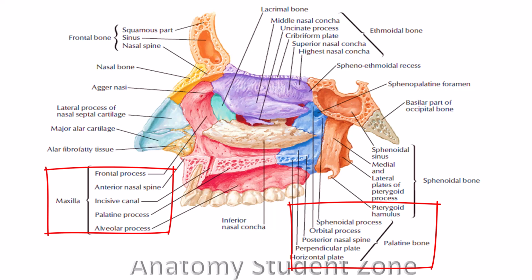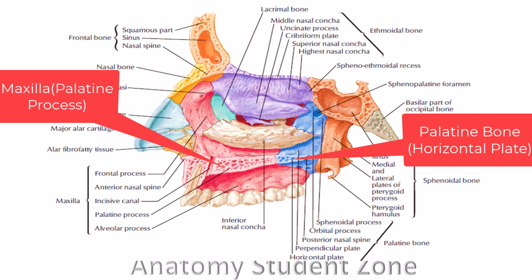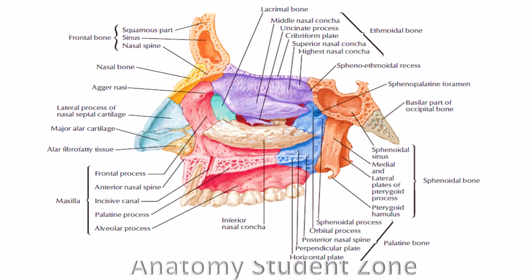But what is important to know here is that not the whole maxilla and not the whole palatine bone contributes to the formation of the hard palate. In fact, the palatine process of the maxilla and the horizontal plate of the palatine bone form the hard palate, as you can see. Or I can also say the floor of the nasal cavity is formed by the palatine process of the maxilla and the horizontal plate of the palatine bone.